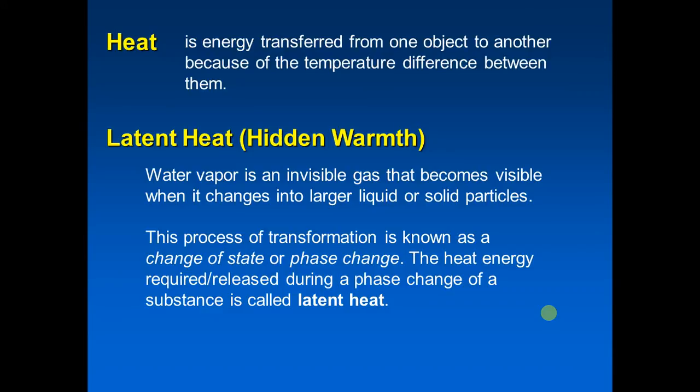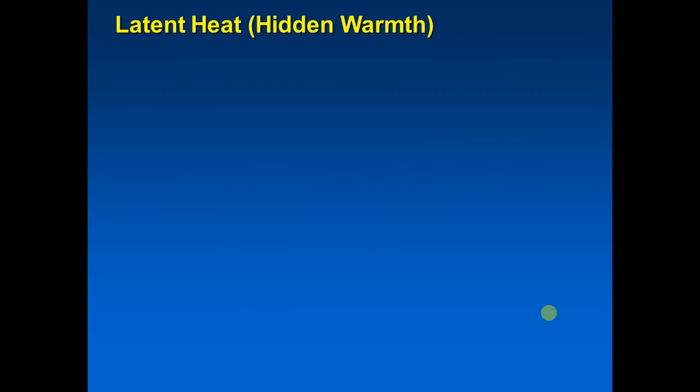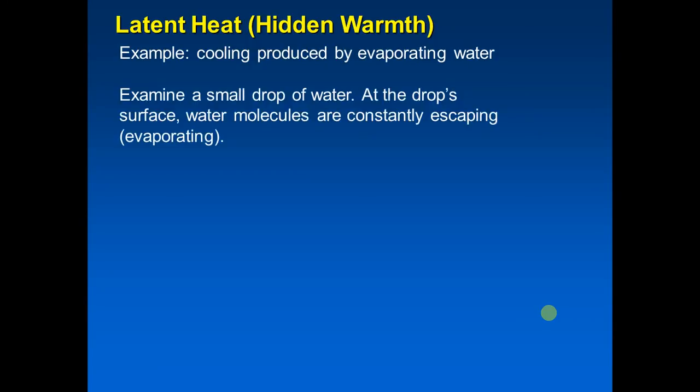You might be wondering why it's called that, latent or hidden heat. Well, here's an example to help you understand that. The cooling produced by evaporating water. If you examine a small drop of water, you'd see at the surface there's molecules constantly escaping, evaporating. Like we said, temperature is only a measure of the average kinetic energy of the substance. Not all molecules are moving at the same speed. Some are moving faster than others, and the fastest moving ones, the most energetic molecules at the surface of a drop of liquid water, or aqua, some of them have enough energy to break the surface tension of the water and escape it and go into the atmosphere as vapor, evaporate.